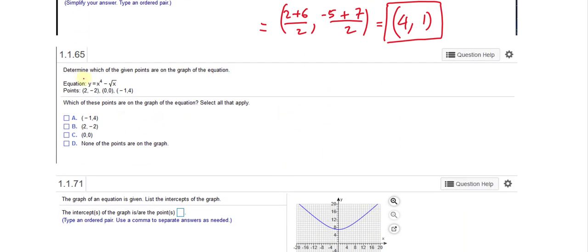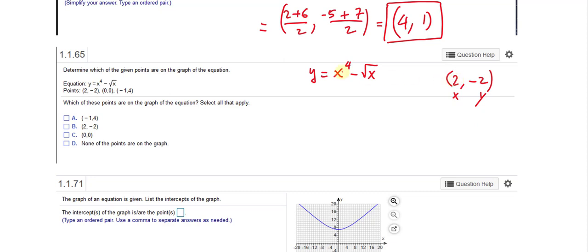The next question: determine which of the given points are on the graph of the equation. You are given the equation y equals x to the 4th power minus the square root of x, and you are asked to see which point is on the graph. A point is on the graph when that point satisfies the equation. Now let's test the first point, 2, minus 2. This is the location for x and y.